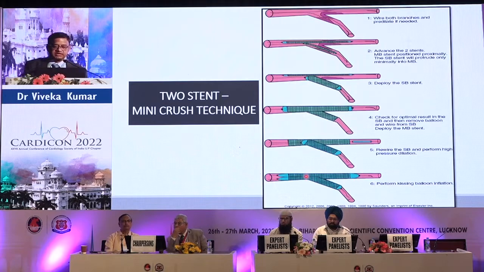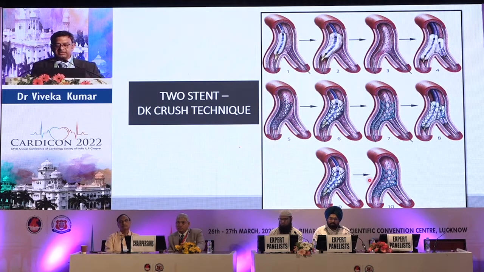So the mini crush technique, again, is simpler than the DK crush technique, where more often in LAD diagonal or circumflex OM branches, or even in distal RCA, PDA, PLV, we prefer to do a mini crush where a couple of steps are preserved, and here again the whole carina is covered with these stents, so that the risk of restenosis is lesser. In DK crush, you need to do kissing twice, once before the stent and once after the stent. But definitely the metal load is high, but the data has clearly shown that with this technique the risk of restenosis in distal left main bifurcation is significantly lesser.